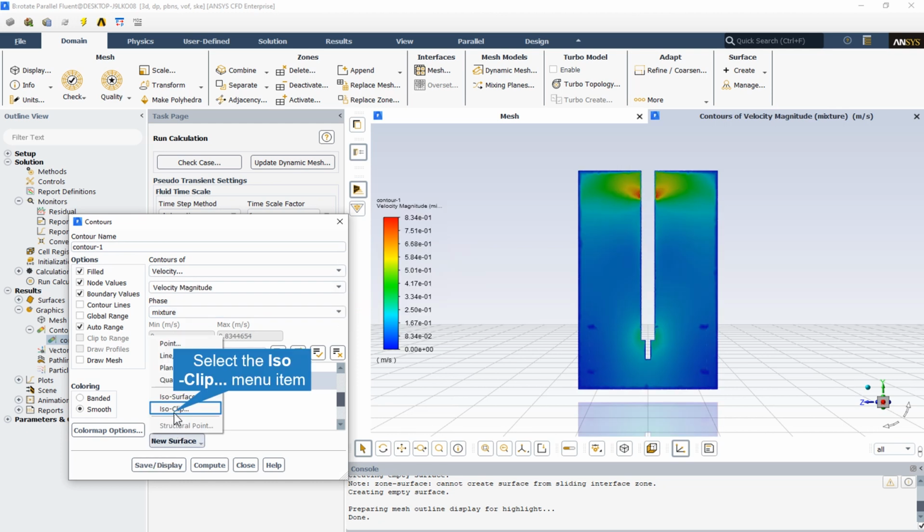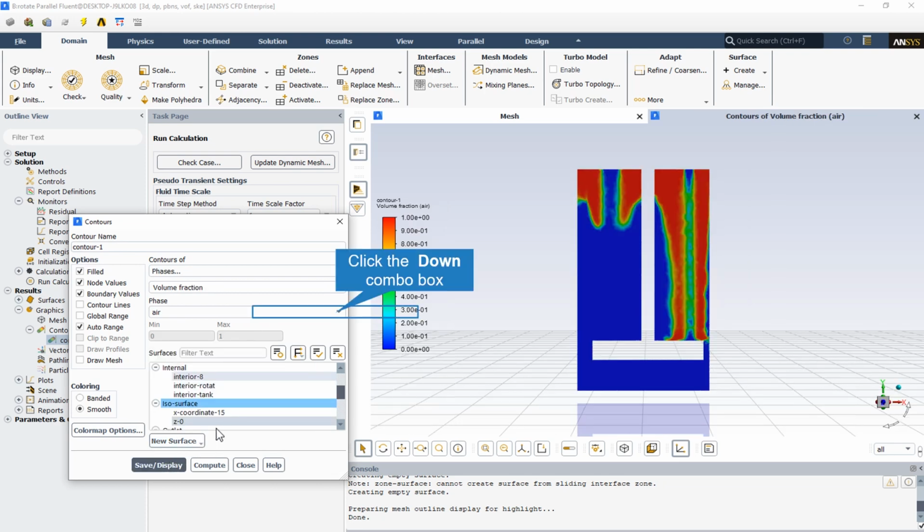And now we are going to make another plane, the XY plane, with Z constant, in the middle of the mixer tank. The volume fraction of air is obvious in this contour.